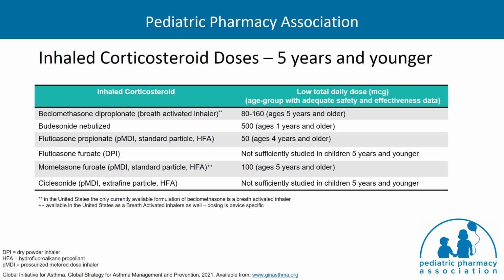First, we have the total daily dosing for patients that are 5 years and younger. We can see we have the inhaled corticosteroid specific agent as well as the dosing for that specific agent. I do want to note that there is a slight difference from the Global Initiative for Asthma or GINA guidelines tables. In the United States, the only currently available formulation of beclomethasone is a breath-activated inhaler, and dosing is device specific, so you may see different ranges reported elsewhere.